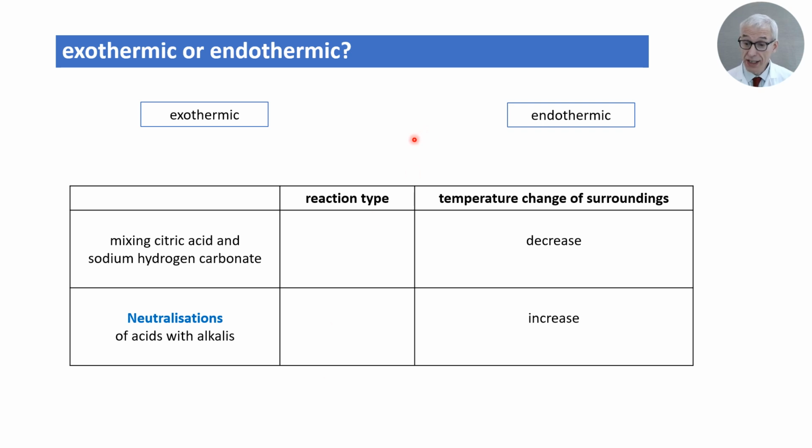Then a simple but clarifying task. Identify the correct reaction type. Mixing citric acid and sodium hydrocarbonate, decrease in temperature. Neutralization, increase. Which is exo and which is endo? Pause, come back when you're ready.